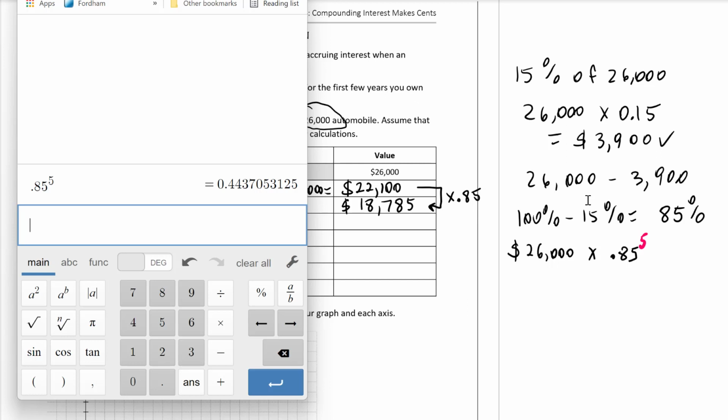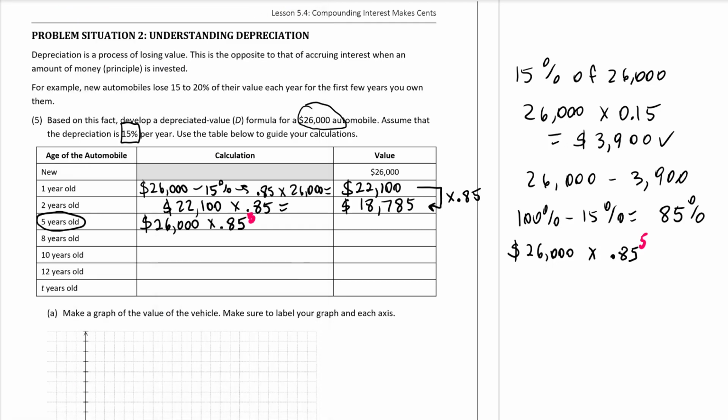You see? But what if you do 15 times 5 like that? That shows you that it's going to lose 75%. But it doesn't lose 75%. It's actually losing about 56%. Oh, not 65, 55% of its value. So there's a very different thinking. It's not a linear model. Every year it loses a little less money, because it's valued at less each year.